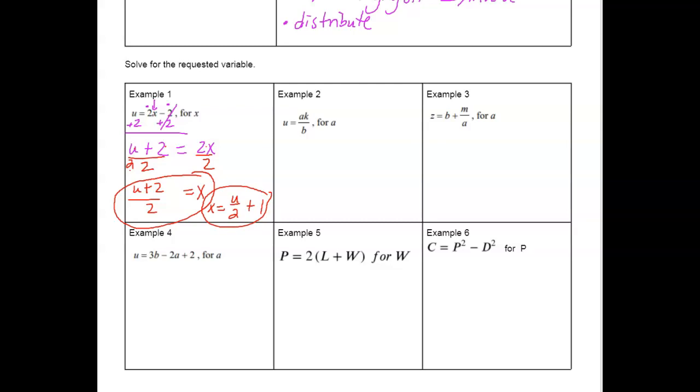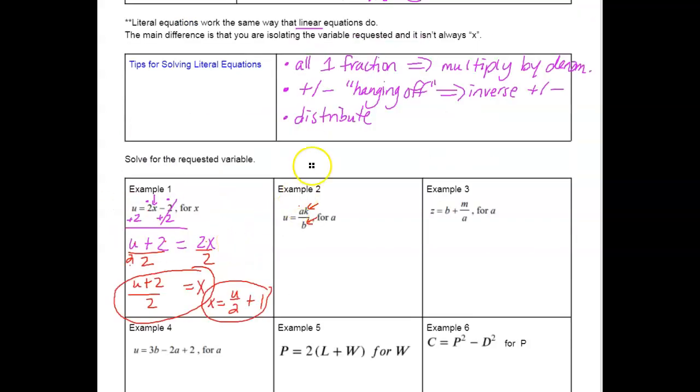Let's look at number 2. So if we want to get a alone, we have to move the k and we have to move the b. So this falls under that first suggestion. If we have all one fraction, we want to multiply by that denominator. So that's what we're going to do. We're going to multiply both sides by b. So those cancel. That's why we do it. So you get bu, or ub, it's fine, equals a times k.